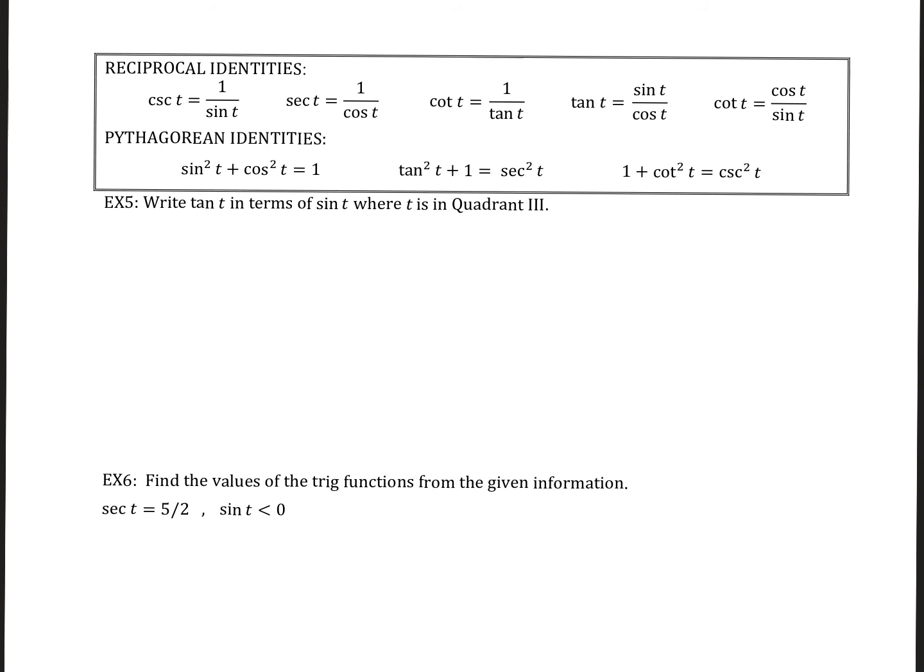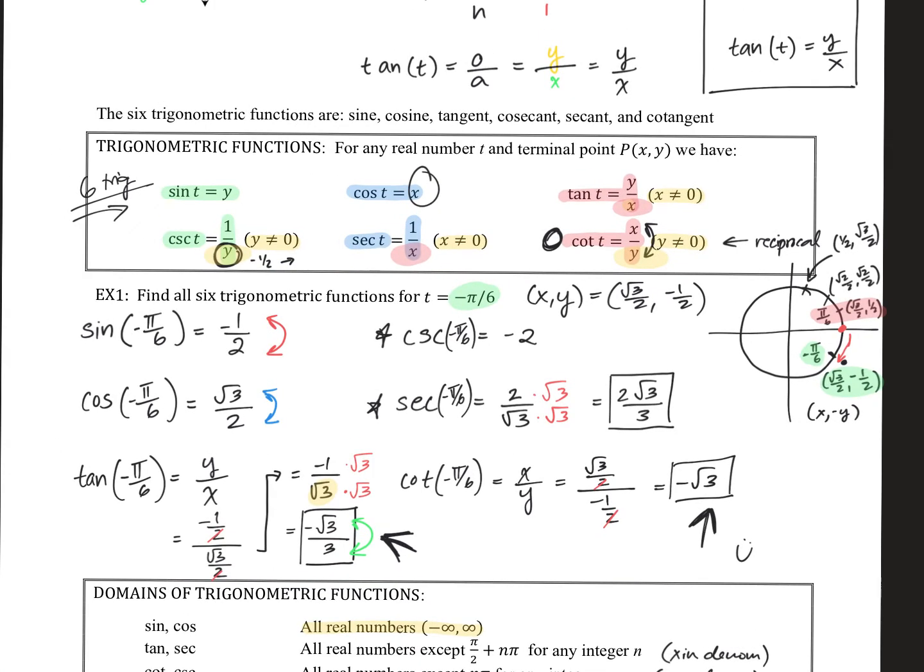Now we have something else we're working with. It's called the reciprocal identities. It may look like a whole ton, but basically it draws exactly from what we use up here. Let me go ahead and move up here. It draws exactly from this. Okay.